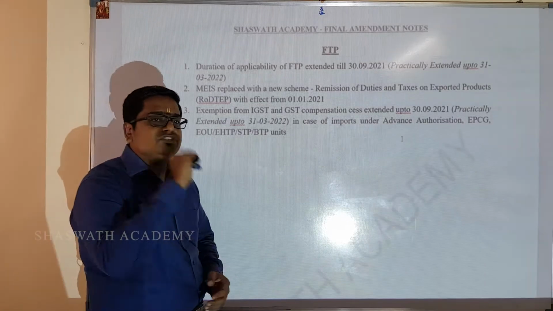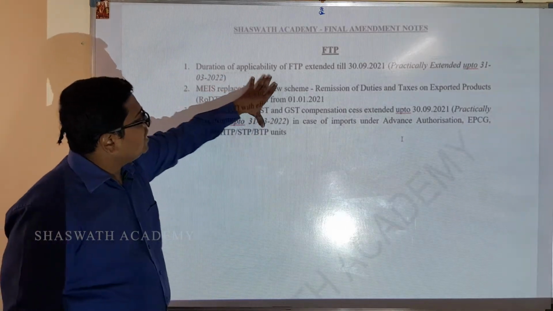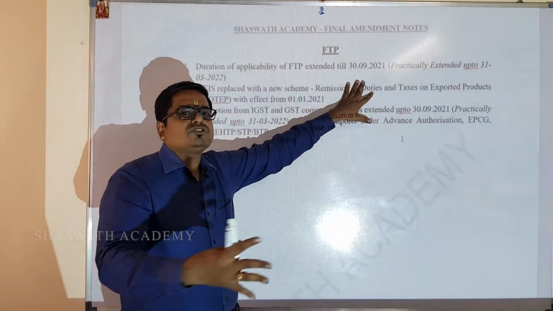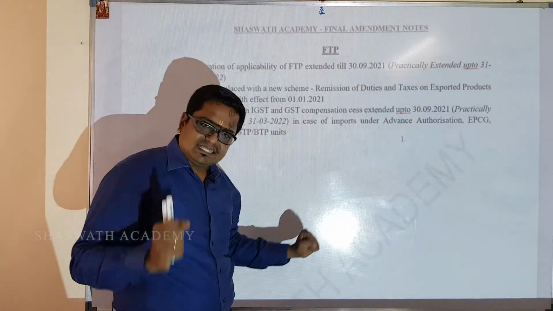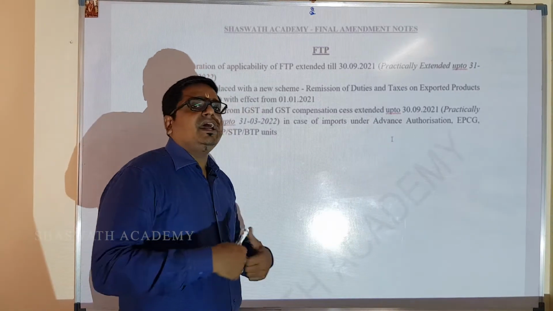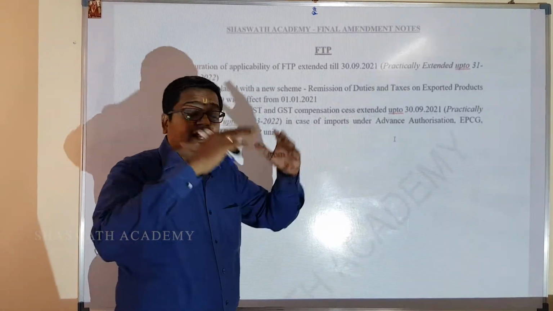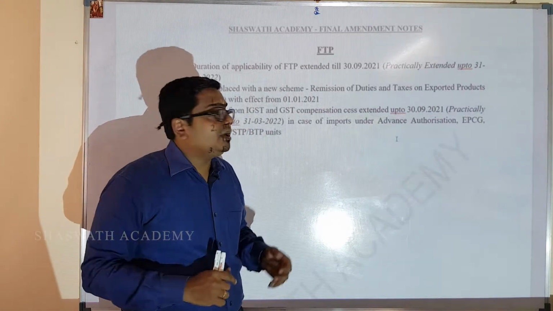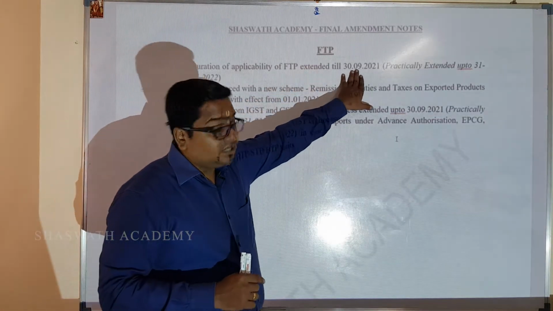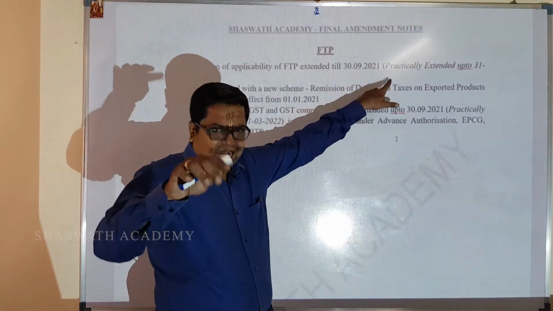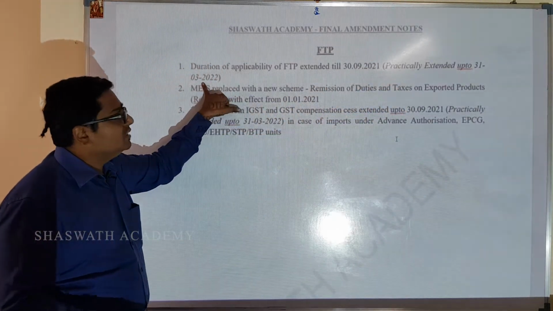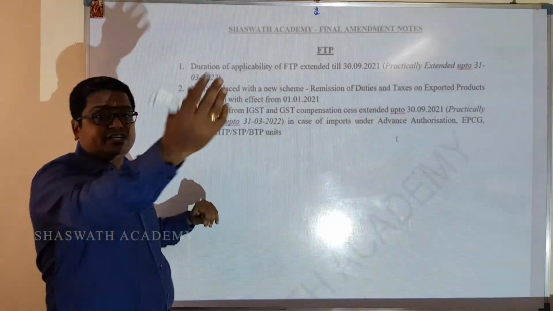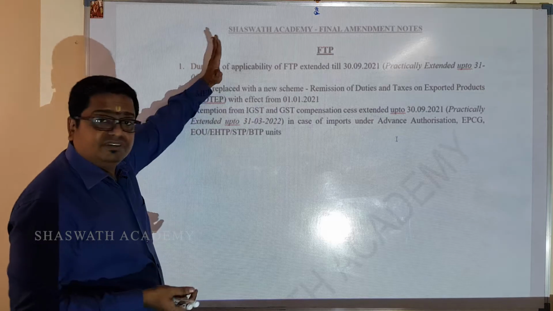The first amendment is that the duration of the applicability of foreign trade policy has been extended up to 30th September. That's only a formality, because government due to the pandemic has been hesitant to go across the boundary and establish its foreign trade policy, because the entire world is slowly coming back on track after this pandemic impact. So they said up to 30th September, and later on practically, as of now, the regulation has been extended to 31st March 2022. So up to next March this is going to be extended. So that's the first applicability.